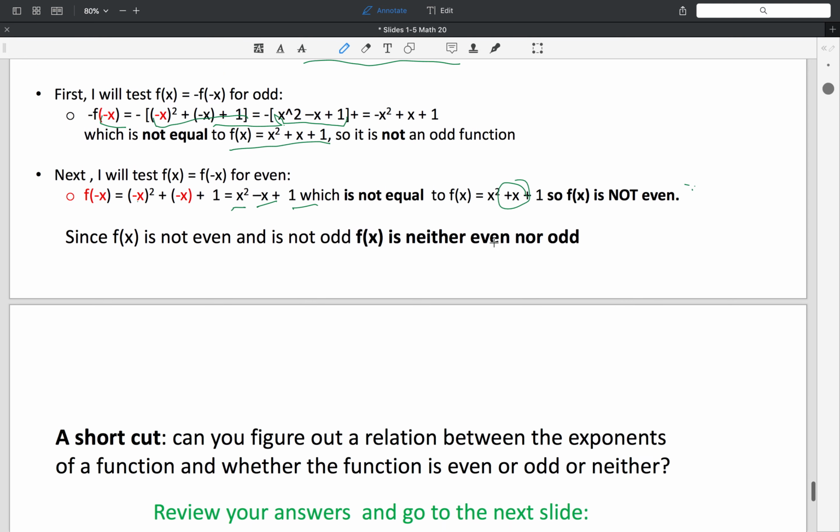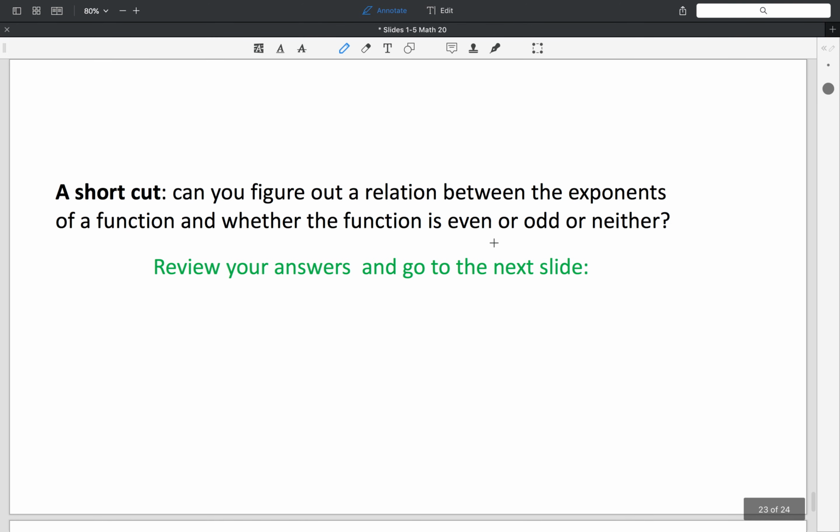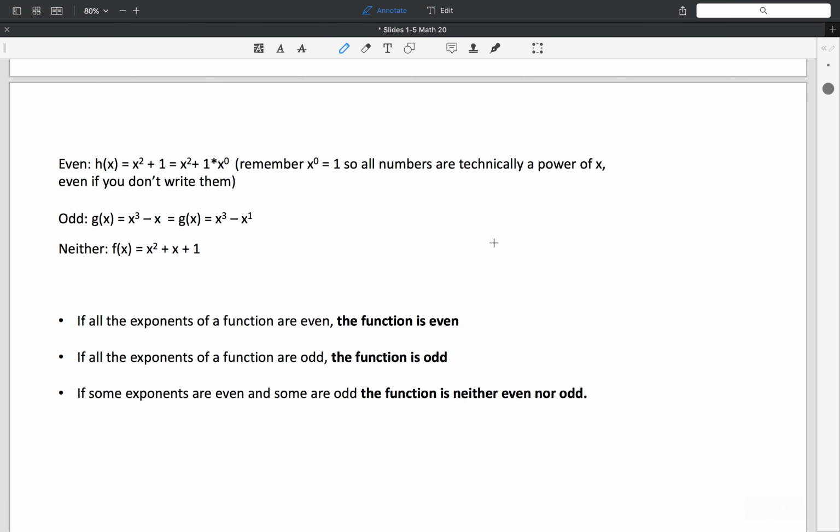Now I'm going to ask you a question on the next slide. There's a shortcut you can do, and it has to do with the exponents. And if you think about it, of course, that's what it has to be. So review your answers, go to the next slide, see if you can look at the exponents and figure out if the function is even or odd. So hit pause while I go to the next slide and then resume.